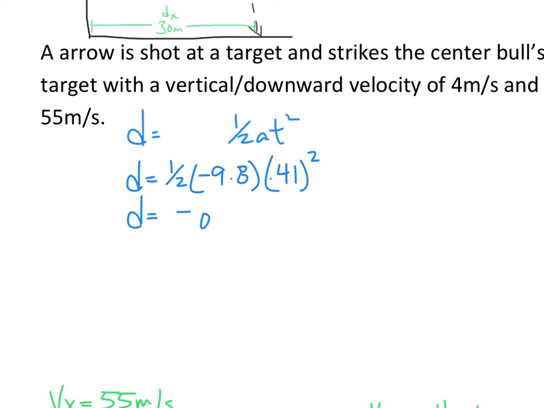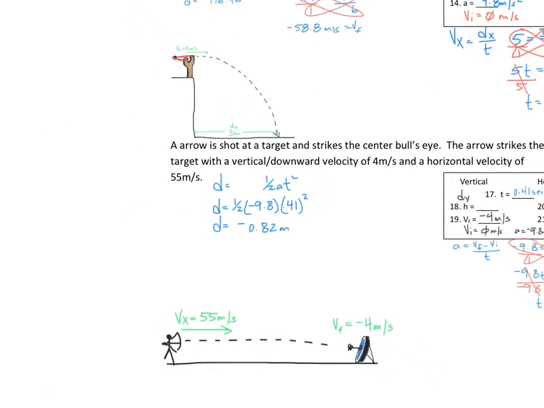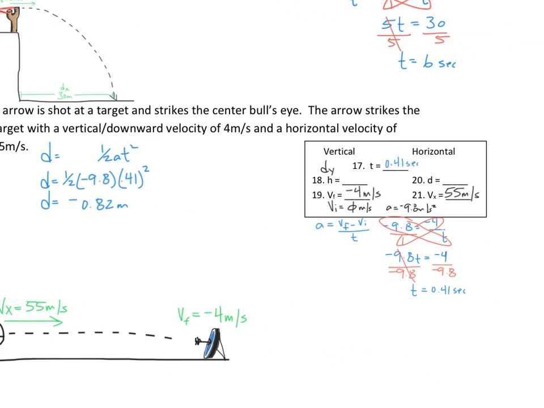negative 0.82 meters. So this is telling me that the arrow fell downward 0.82 meters. But in terms of height, which is what it's asking me here in my table, height is generally expressed as a positive term because it's measured from the ground up. The displacement here tells me that it's from where the arrow started, down to the target. But either one of these would be acceptable.